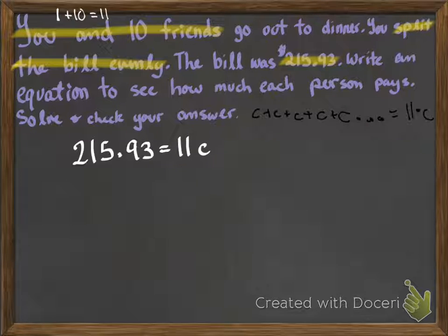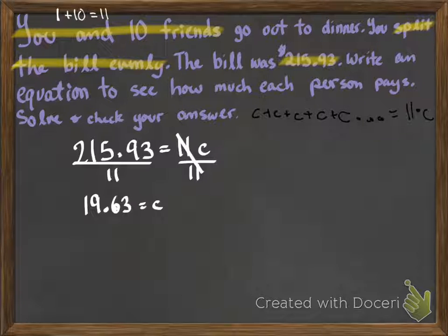So where does the division come in? Well, if you solve for C, how do you get C by itself? You're going to divide both sides by 11, because 11C means the same thing as 11 times C. Divide, the 11s cancel each other out, so you get 215.93 divided by 11, which is 19.63 equals C, so C equals 19.63.